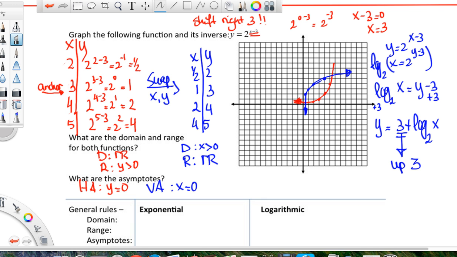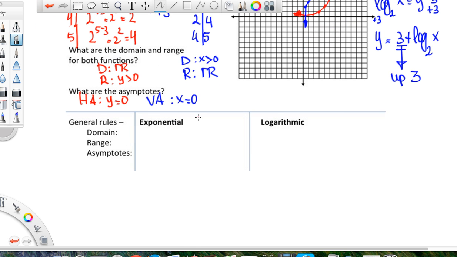Okay? Alright, to summarize, so general rules, that means for an exponential that just has a base like this, and for a log that we just have a function looking like this, for example. So what happens? Well, okay, the domain for exponentials is all real numbers. The range from 0 to infinity, or you could say y is larger than 0, and it has a horizontal asymptote at y equals 0.